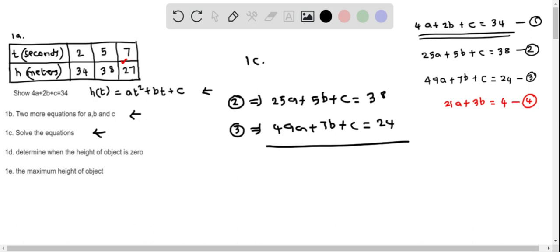So once again I do the subtraction, that is equation number 2 minus 3. If I have to do it like this, I have to change the sign of equation number 3, so I completely change the sign of all the numbers. Now I can do the subtraction: plus c minus c becomes 0. 25a minus 49a is minus 24a. 5b minus 7b is minus 2b, and 38 minus 24 is 14. Let's call this equation number 5.